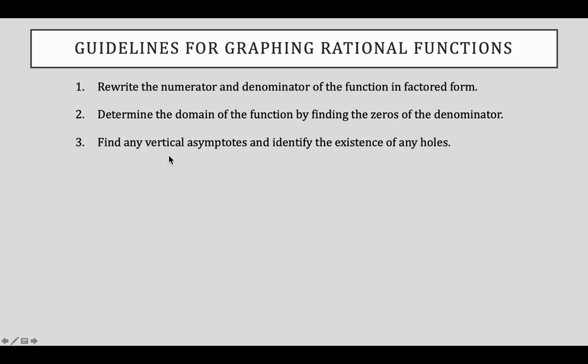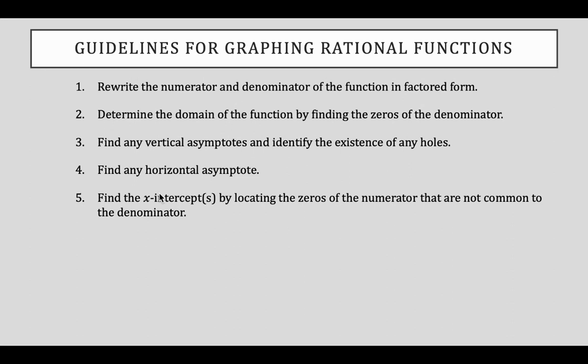Three, find any vertical asymptotes and identify the existence of any holes. Remember, to find vertical asymptotes, first, cancel any common factors between the numerator and denominator. The remaining zeros of the denominator will be your vertical asymptotes. Any other undefined values will result in holes in the graph. Four, find any horizontal asymptotes. Remember, to find horizontal asymptotes, we must analyze the degree of the numerator and the degree of the denominator.